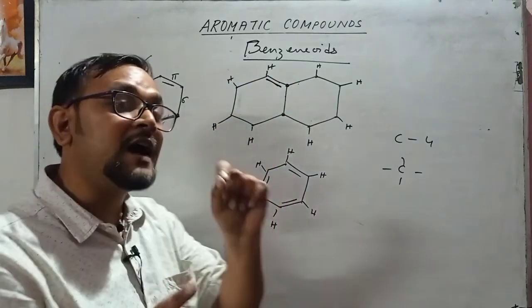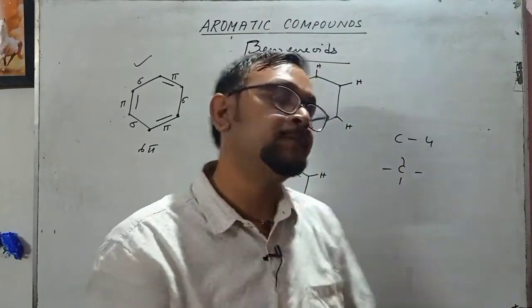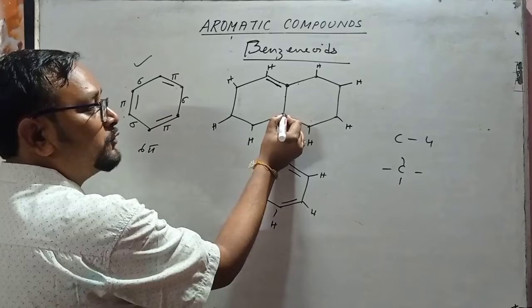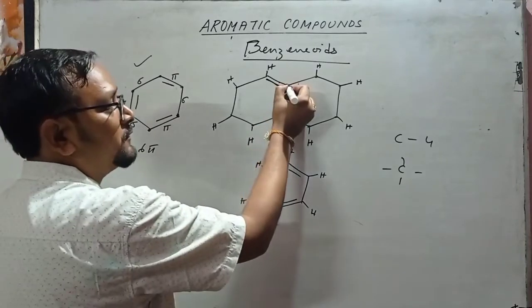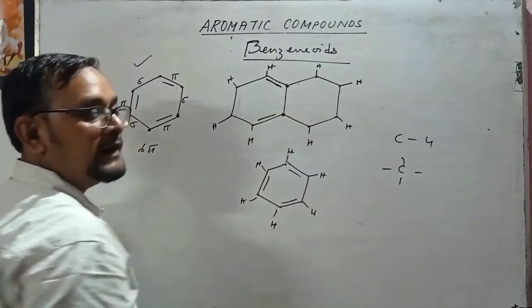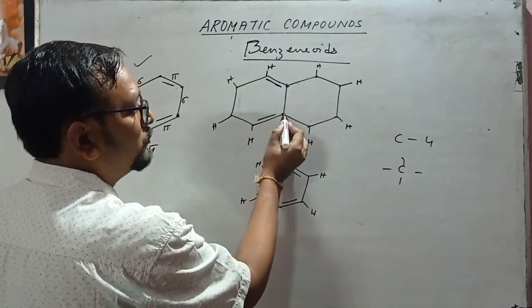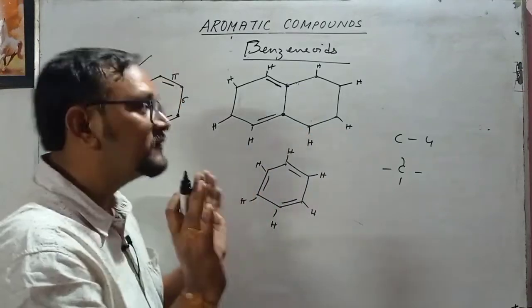So always start with the substituted carbon. That is the main thing. This is the substituted carbon, and this is the substituted carbon. So I'll place another double bond over here. Clear? Now count. 1, 2, 3, 4. 1, 2, 3, 4. So these carbons are satisfied.